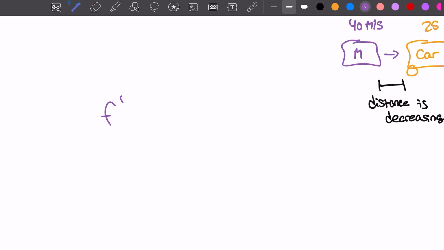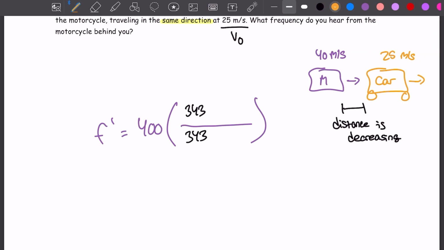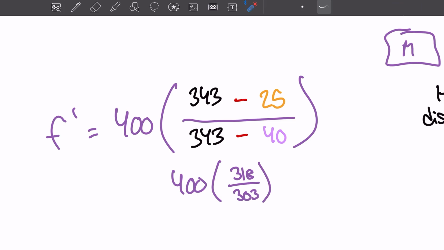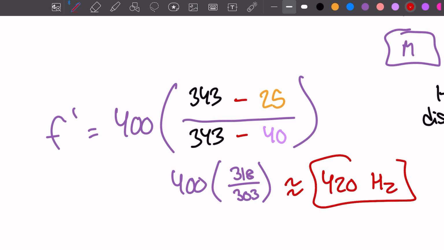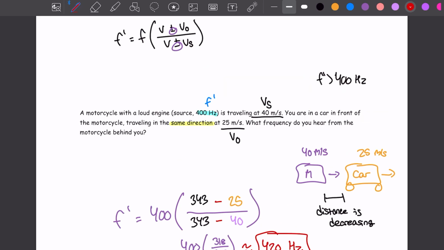We have F prime equals 400 times 343 in the top and bottom, 25 meters per second for the observer, and 40 meters per second for the source. And we picked subtraction for both. If we were to simplify this out, we get 400 times 318 over 303. We can see here that our numerator is bigger than our denominator. And when we solve this out, we get roughly 420 Hz. Alright, that wasn't too bad. Let's do some more practice problems, and hopefully you should get the hang of it.